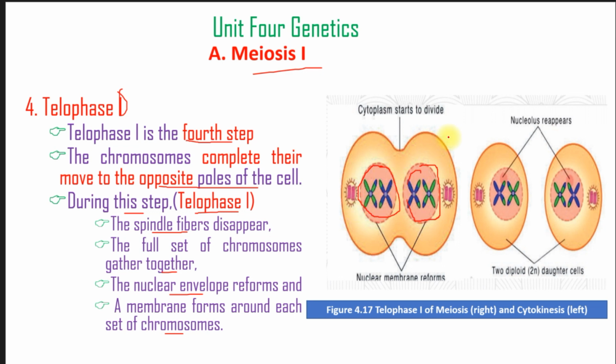The cytoplasm starts to divide also. The nuclear membrane reforms. At the end, after the cytoplasm divides, diploid cells are formed.